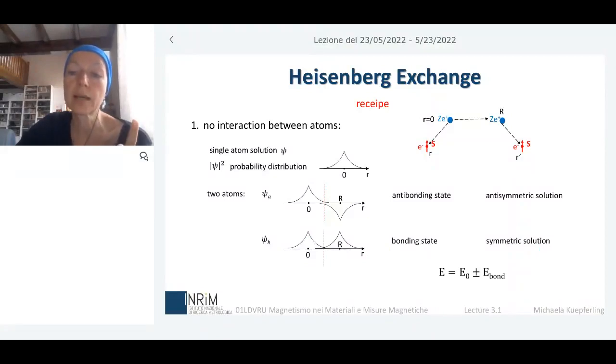And now we already apply, of course, the Pauli principle, because you know probably from your studies that in the bonding state, of course, this is a symmetric spatial solution. You have to fill in the electrons in an antisymmetric way, so with spin up and spin down, while in the antibonding state, you can fill them also parallel. However, the total energy is given by the energy of the single atom solution plus or minus this energy of the bonding.